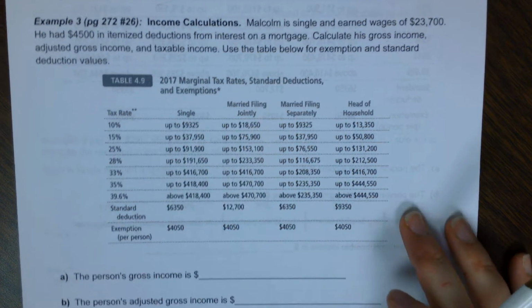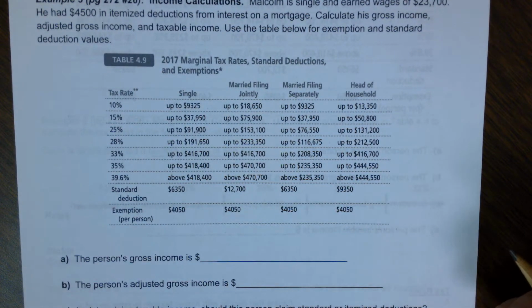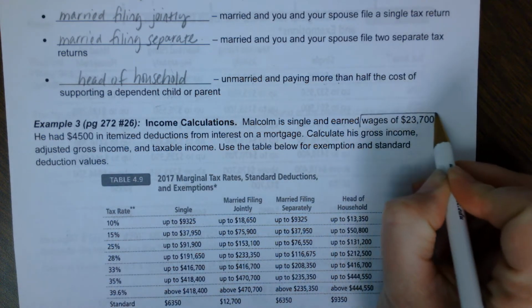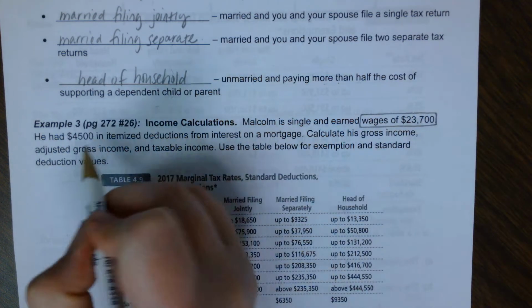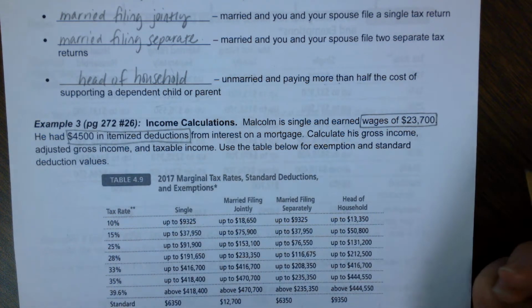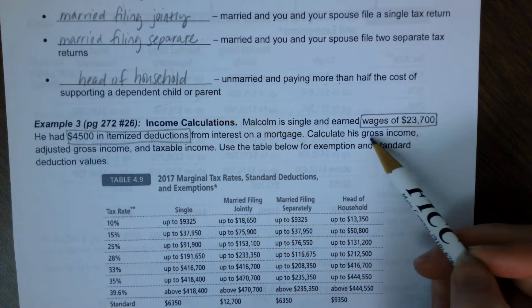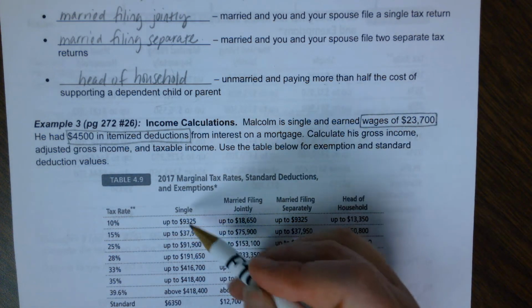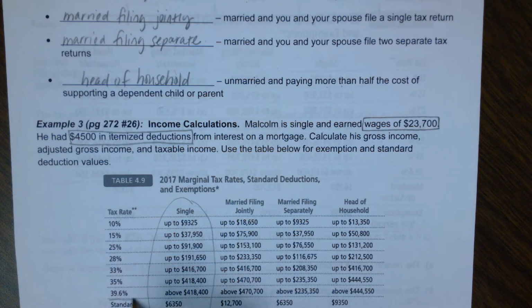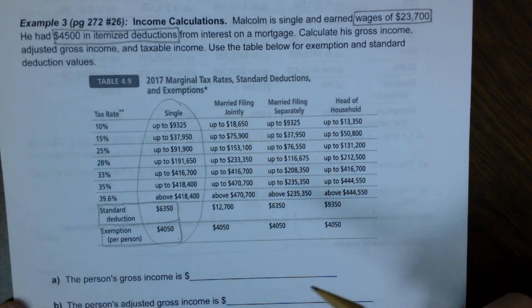Okay, so first, before we calculate tax, we have to figure out what the taxable income is. So we do what we have been doing. You have wages of $23,700, and you have $4,500 in itemized deductions, and that's it for what they give you. But he is single, so we're going to be looking at this column here, and this gives you the standard deduction and exemptions.